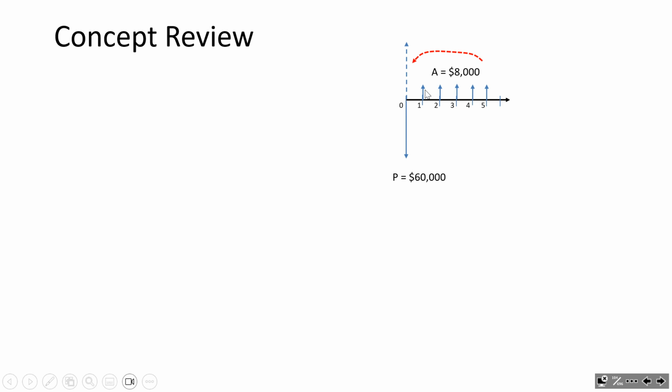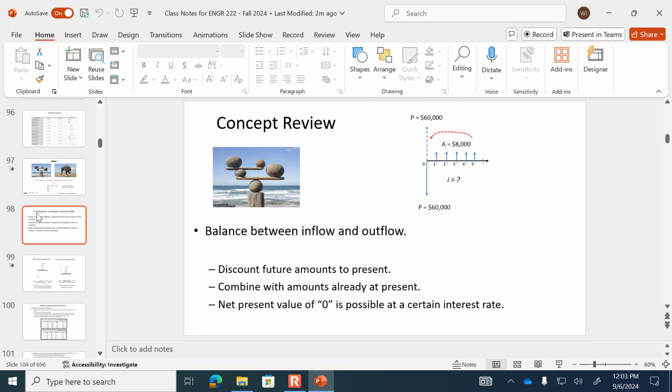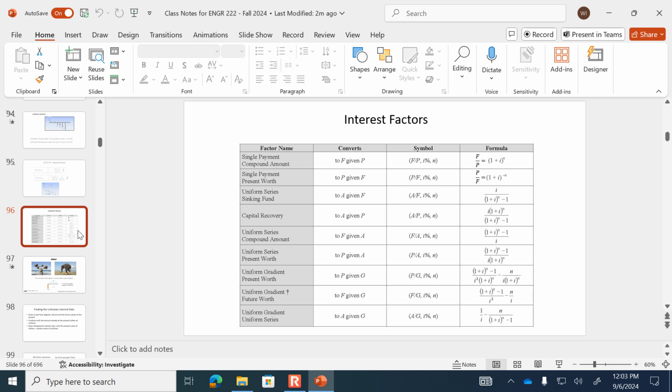P/A, comma, I equals question mark, N equals 5. And then what we know is that A is 8,000, P is 60,000, and there is some I value that we could solve for either using Wolfram Alpha, or we could solve for it in our calculator or with Microsoft Excel. We could look up the formula for P/A. Remember that we have those formulas. I handed out a paper copy of it earlier, and I think it's posted also on Blackboard. So find P given A is this equation.